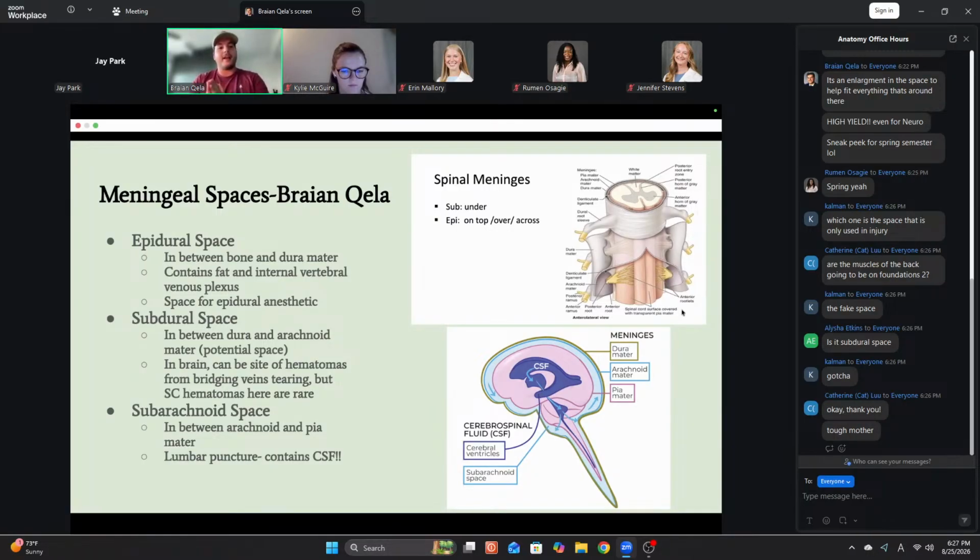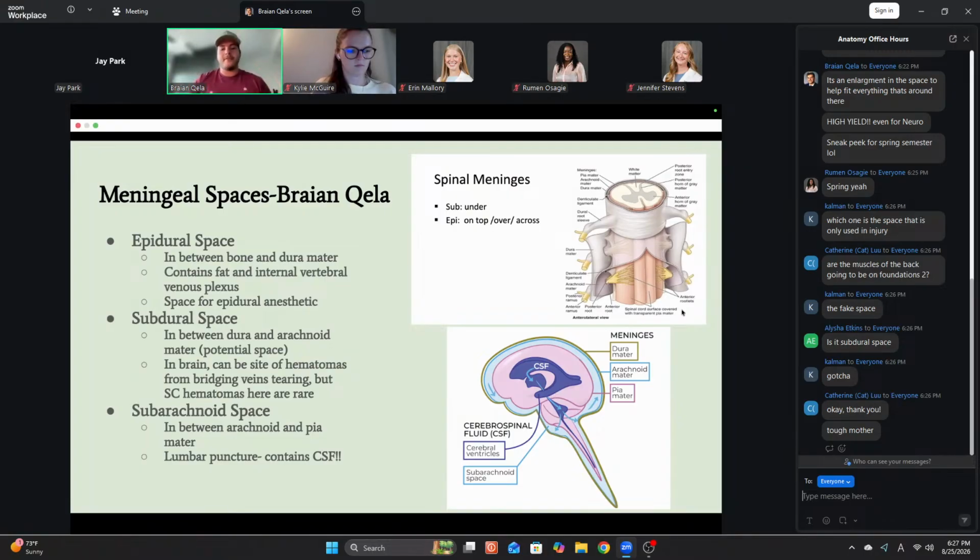And that's the layer right under the dura, as Aaron already said. And then the very last layer is the pia mater, or tender mother. That's the one that's really soft, really thin, and it just hugs the central nervous system. So the epidural space is between bone and the dura itself. You have the dura mater that covers the spinal cord, and the area outside of that is the bone, right? So between those two is the epidural space.